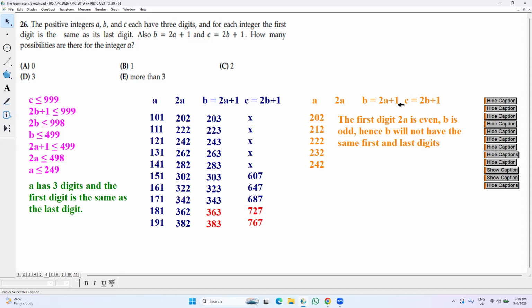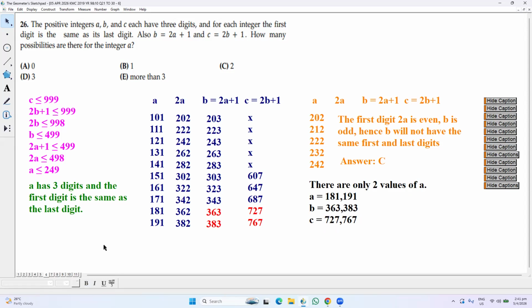B is 2A plus 1. So no need to continue, because B cannot have first and last digit the same. Then there's no point calculating C. So therefore, the answer is C. There are only 2 such numbers. If we write it down, there are only 2 values of A. A is 181 or 191. Then B will have first and last digit the same, 363 and 383. And C will be 727 and 767.